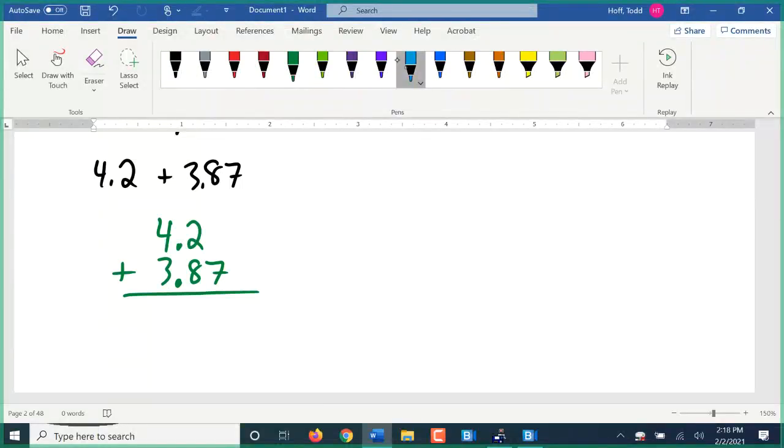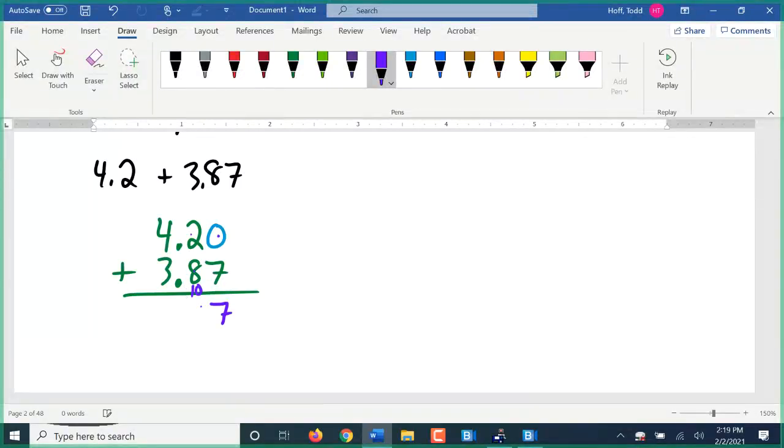Now we should put in any missing decimal places. There's a spot there, so we should put a 0 in there to fill that in so that everything lines up. Now we can go ahead and add. 0 plus 7 is 7. 2 plus 8 is 10.